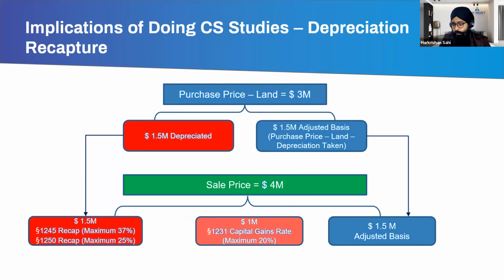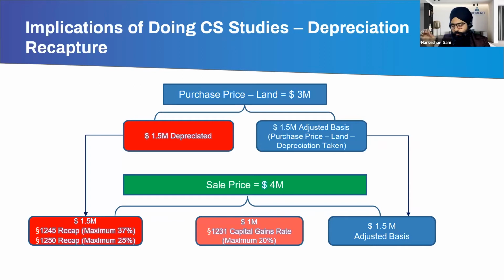And this is the diagram or a graph that kind of explains it. So let's consider you bought a property, whatever X amount you bought this property for, minus land. The total basis was 3 million. Out of 3 million, you ended up depreciating 1.5 million. And the adjusted basis is purchase price minus land minus the depreciation taken.